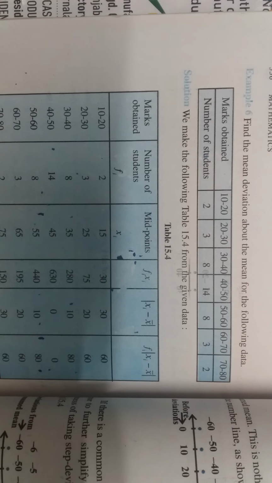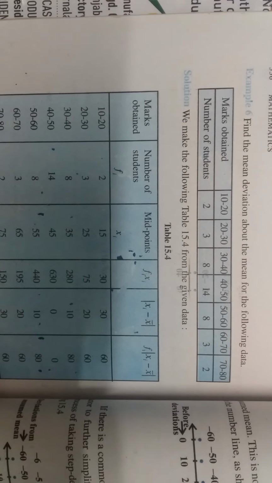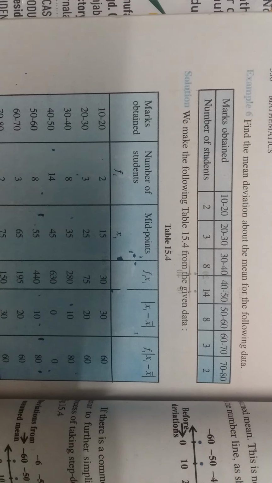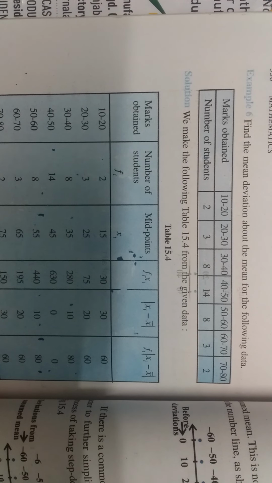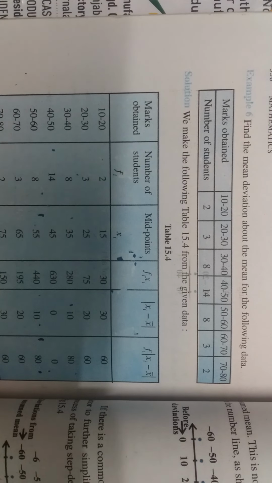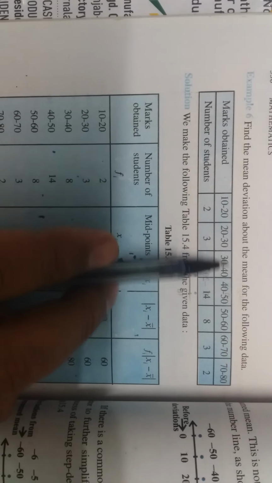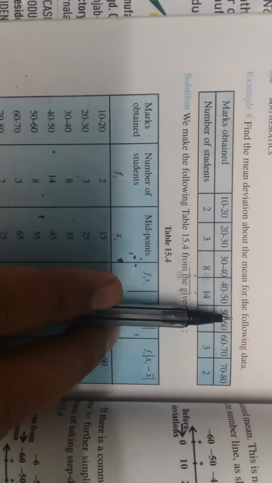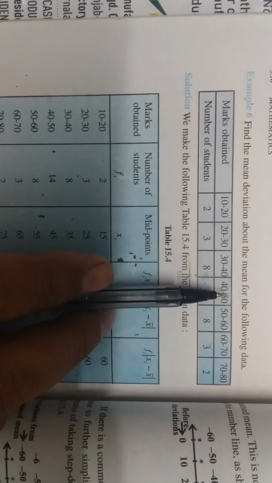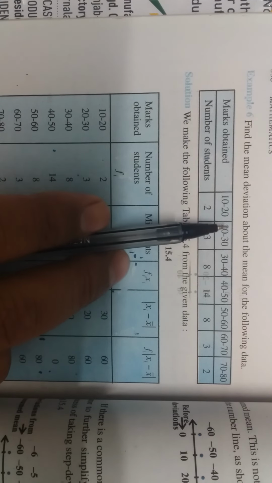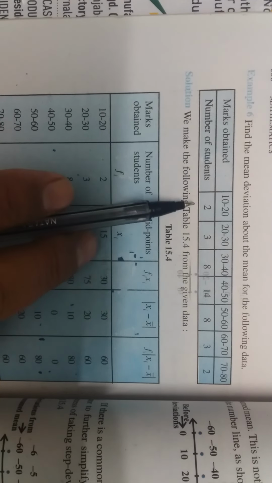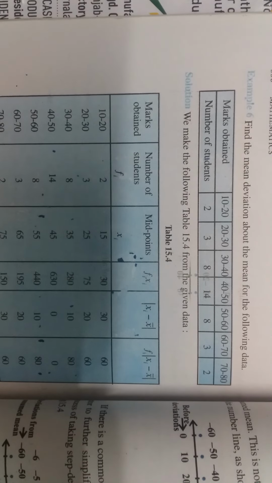Good morning, students. Today we will continue with the topic mean deviation, but today the data is in the form of class interval. So first we will do example number 6. Find mean deviation about mean, same that we did yesterday. Mean deviation about mean, but the data is given in the form of class interval.